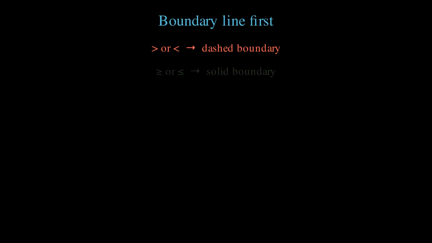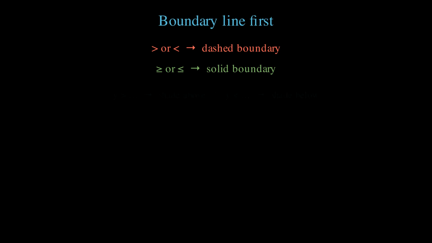Start by graphing the boundary line you would use if the inequality were an equation. That line splits the plane into 2 half-planes. If the inequality is strict, greater than or less than with no equal sign, draw a dashed line to show the boundary is not included. If you see greater than or equal to or less than or equal to, use a solid line because points on the line can be solutions.